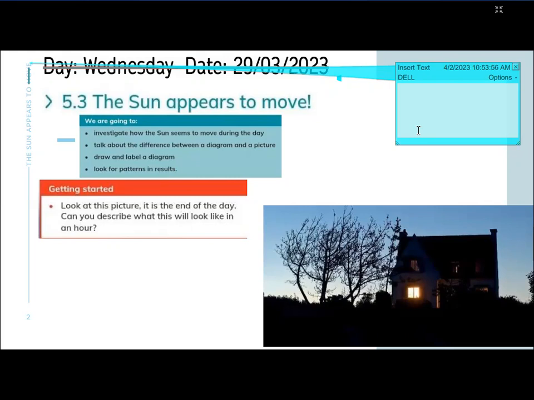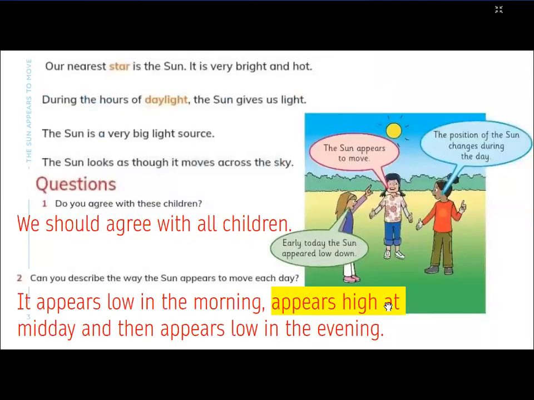Talk about the difference between the diagrams. Here, look at the house. Look at this picture. It is the end of the day. Can you describe what this will look like in an hour? Look here. It is evening time. And what do you see? You see that the sun is moving or going down in the evening. But what is actually happening is that the earth is moving.